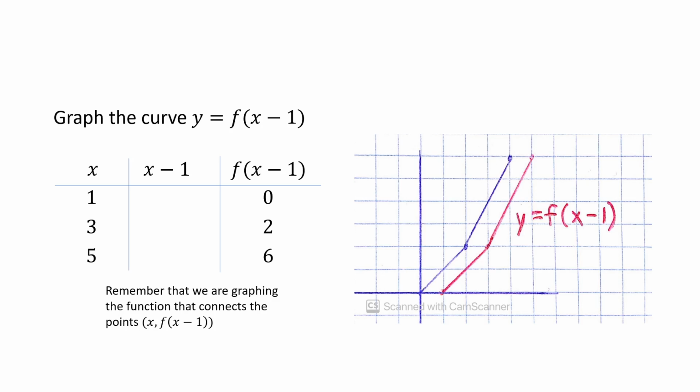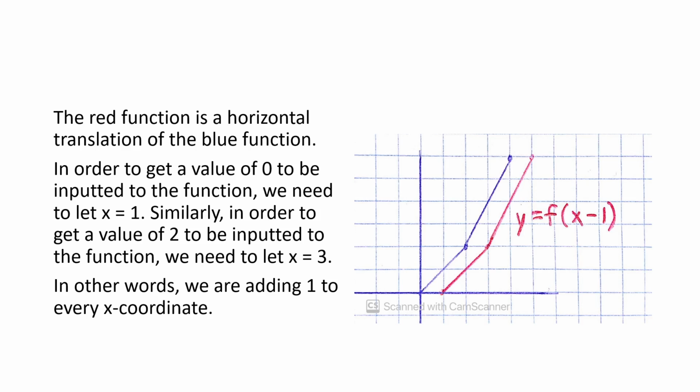So what we've really done is we've taken that parent blue function and just moved it over one spot. Now, we're not going to use the word shift or move because we have a very specific word for exactly this type of transformation. That word is translate.